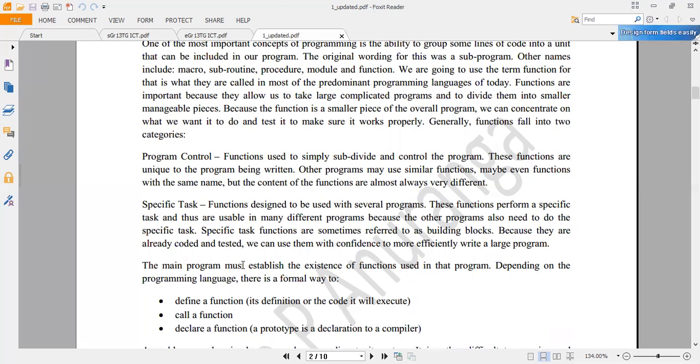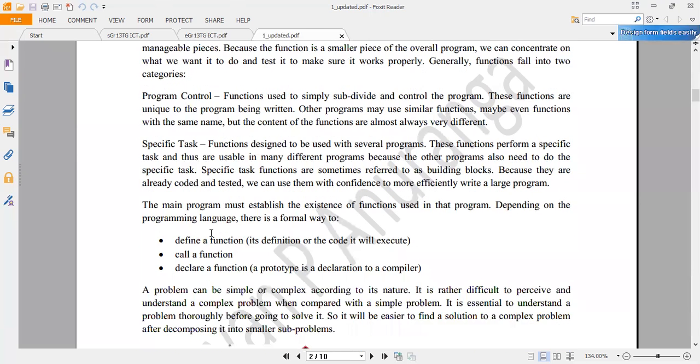Functions designed to be used with several programs. These functions perform specific tasks and thus are usable in many different programs, because the other programs also need to do the same specific tasks. Specific task functions are sometimes referred to as building blocks. Because they are already coded and tested, we can use them with confidence to write a large program more efficiently.